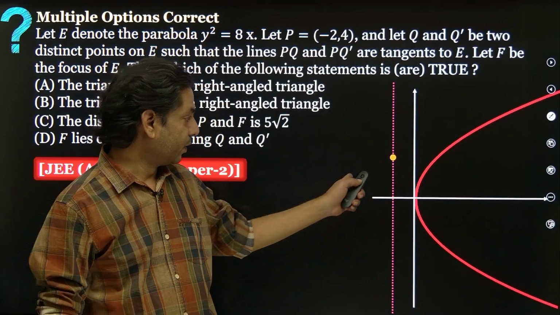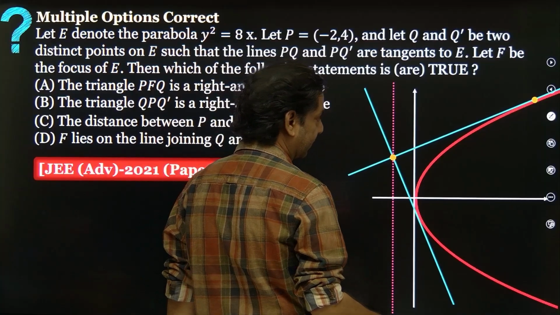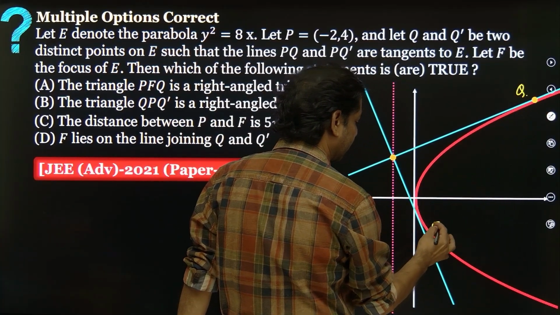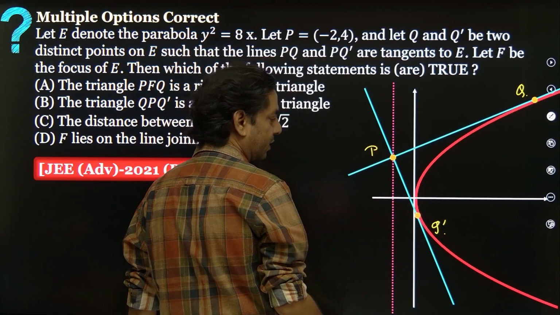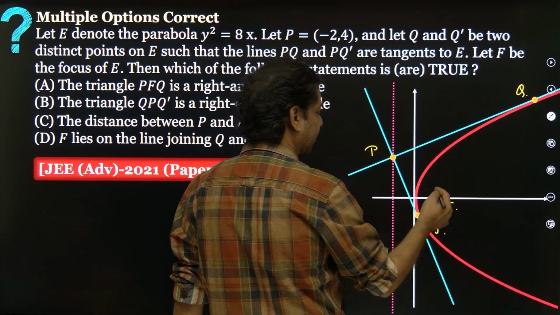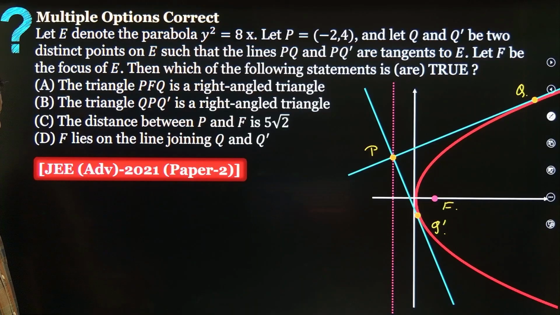From this point we draw two tangents, one going like this and other one like this. This point of tangency, let's call it Q, and this one let's call it Q dash, and this is point P, and focus, that is going to be on the axis somewhere around here. So that is focus. Now look at the options.